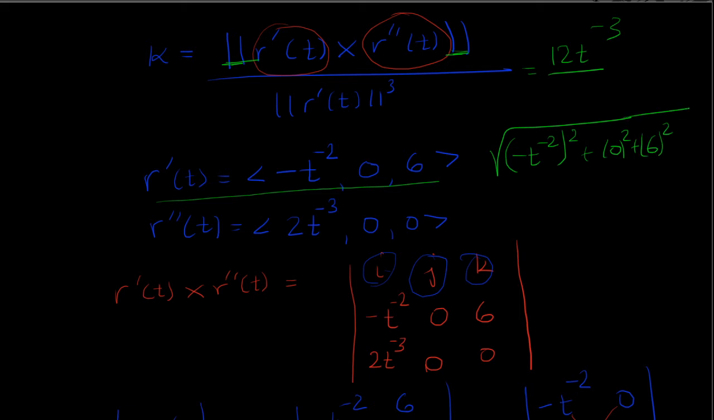So that would just be, okay, the 2 would distribute to the negative. That will make it positive. And then an exponent to an exponent you multiply. So that would be t to the negative fourth. The 0 is just 0. 6 times 6 squared is 36. And that would just be the square root of that. So this would just be the length of r prime.